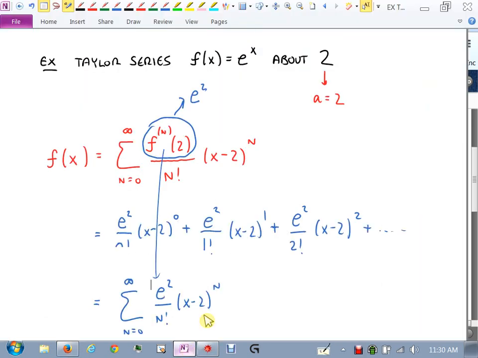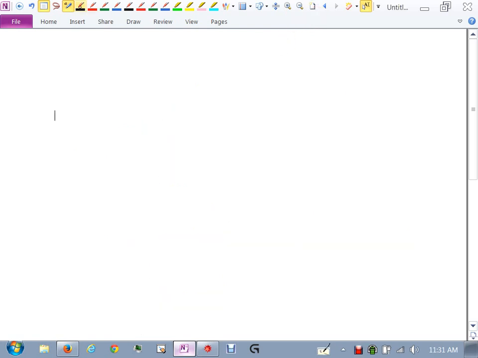Okay, any questions about that? All right, let's take a look at another one. Let's do the Taylor series for f of x is natural log x about 3.